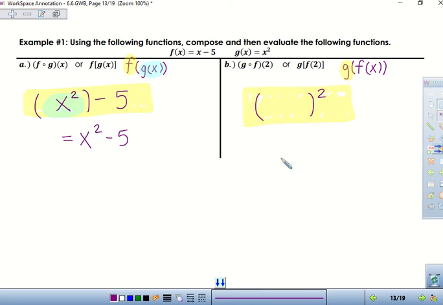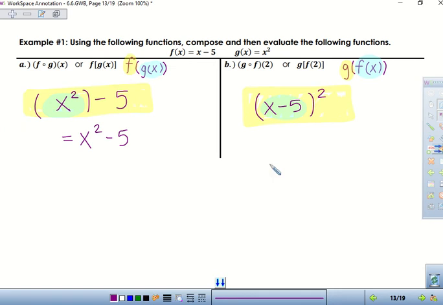Then from here, what function is going inside of the g of x function? F of x, which is what? X minus 5. Yeah, you have to see it to see it. What do you mean? I don't understand. I don't know any simpler way to explain it. You put the x inside of the other function, yeah.